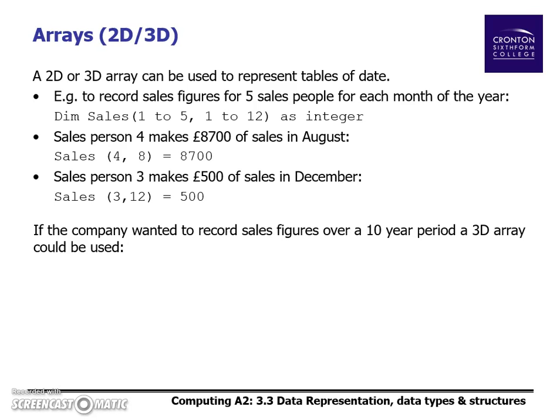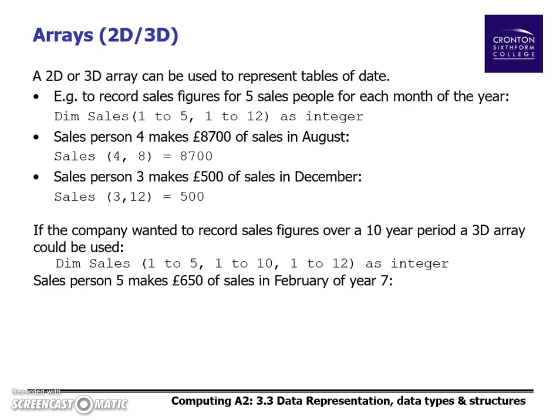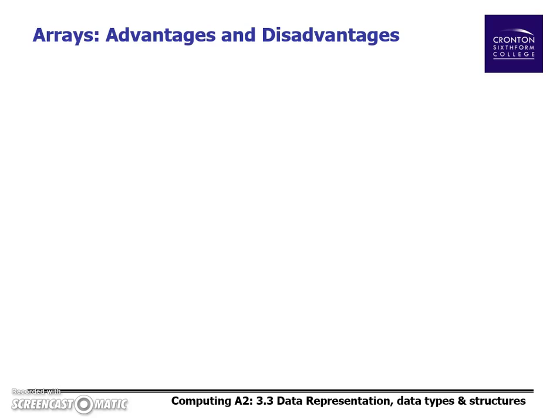If the company wanted to record sales over a 10-year period, a 3D array could be used. So dim sales(1 to 5, 1 to 10, 1 to 12): 1 to 5 would give you the figures for the salespeople, 1 to 10 will give you the year, and 1 to 12 will give you the month. Salesperson 5 makes £650 worth of sales in February of year 7. So you would use sales(5, 7, 2) to give you the figure 650 from that array.